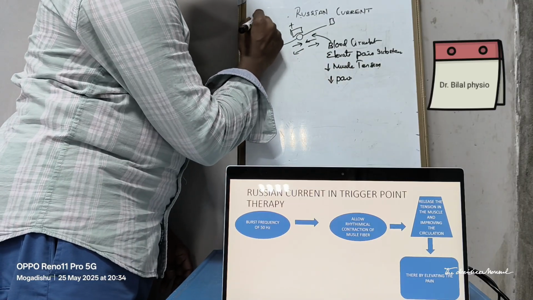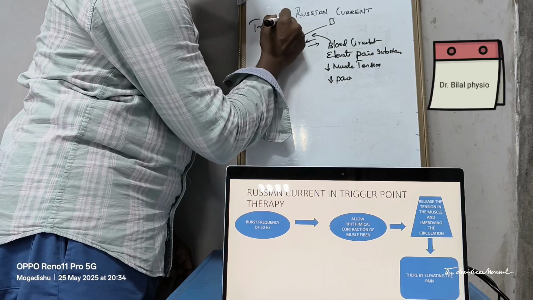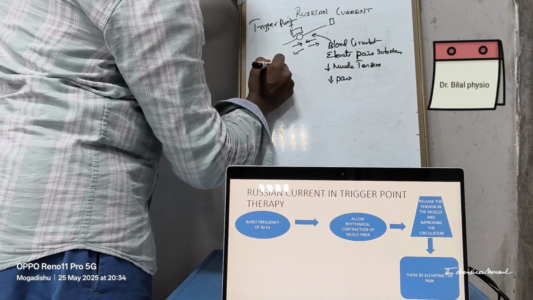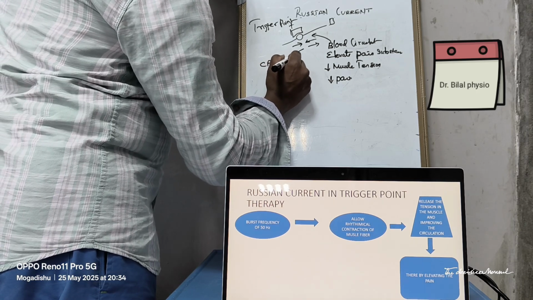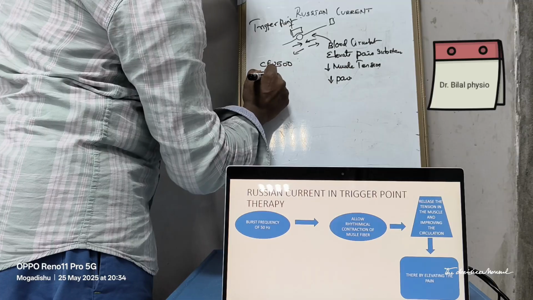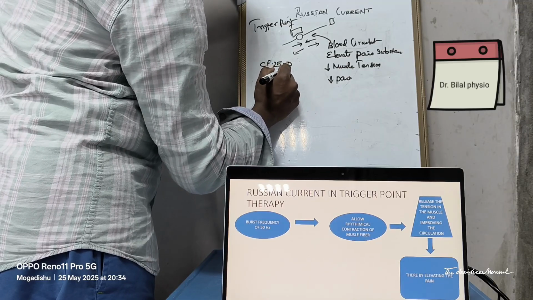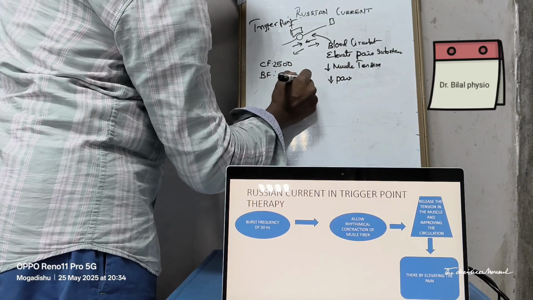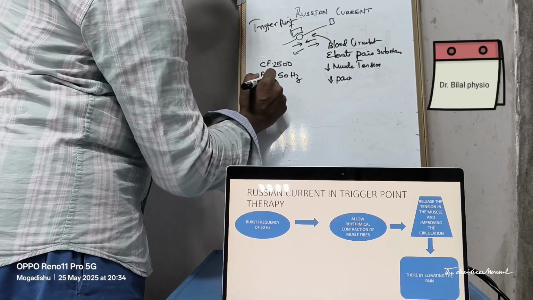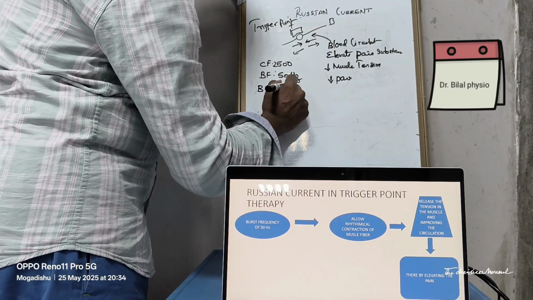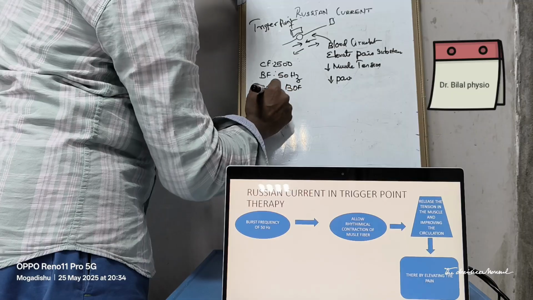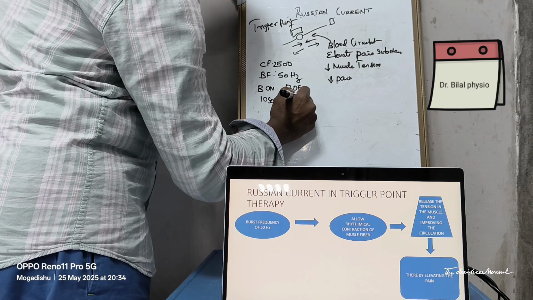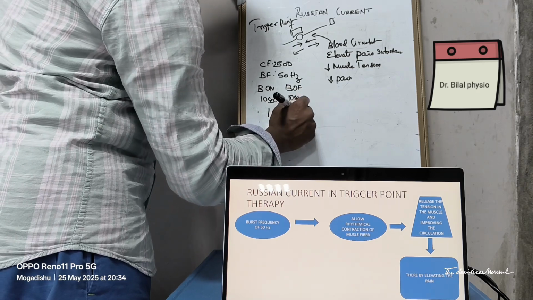For the trigger point condition, we have a carrier frequency of 2500 Hz with a burst frequency of 50 Hz, and burst on time will be 10 seconds on and 10 seconds off. This is the burst ratio, 1:1 ratio.